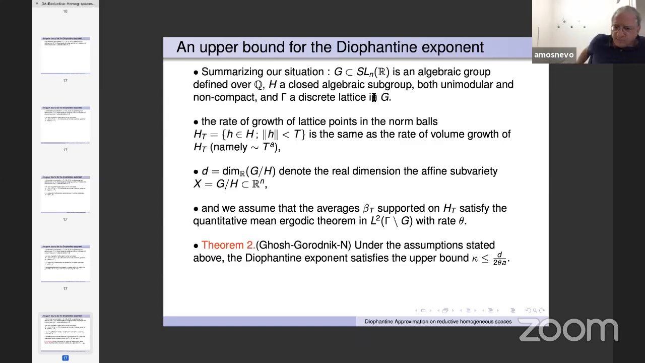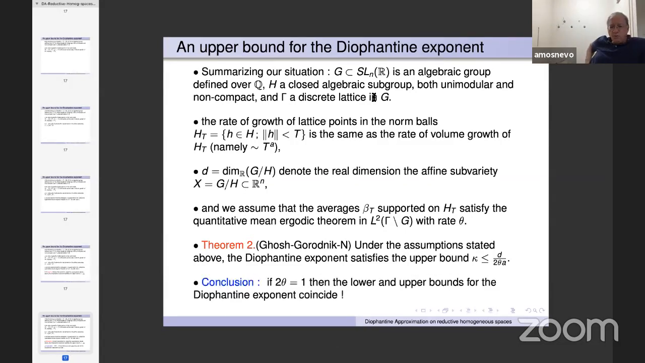Under the assumptions stated above, the Diophantine exponent satisfies the upper bound that kappa is at most D over A, the same D over A that we had before, but corrected by some number 2 theta. The theta is the rate in the mean ergodic theorem. And so the conclusion is that if 2 theta equals 1, then the lower and upper bounds for the Diophantine exponents coincide.